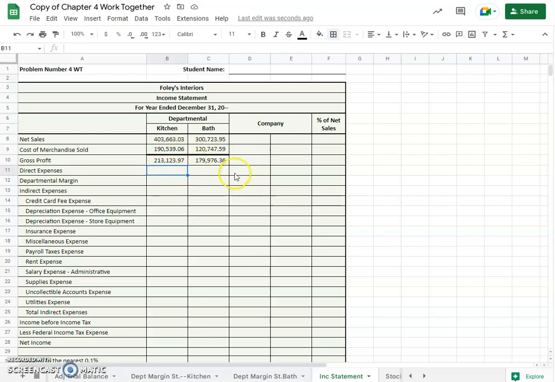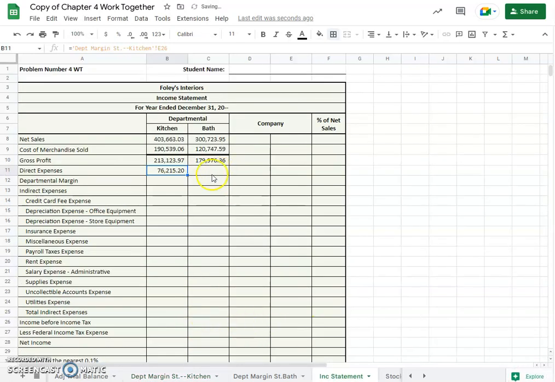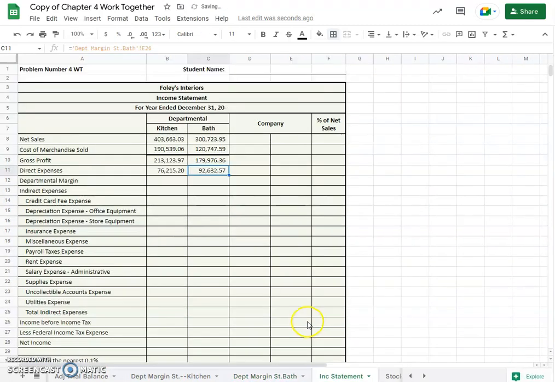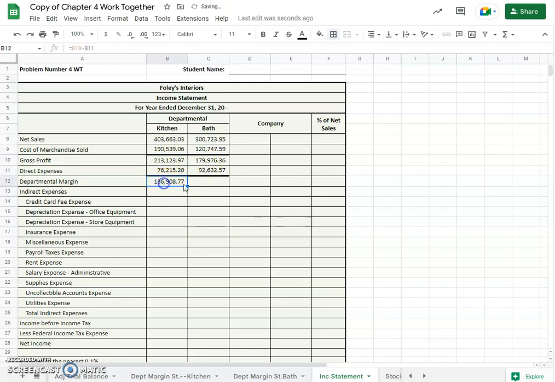Our direct expenses for kitchen, $76,215. Our direct expenses for bath, $92,632. And so we will calculate again our departmental margin. We will subtract. There we go, and pull that over.